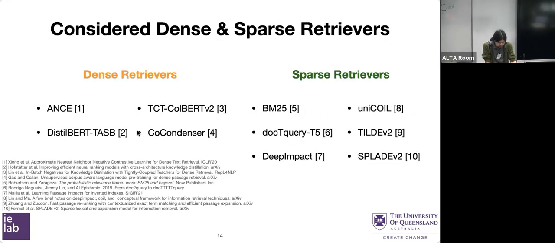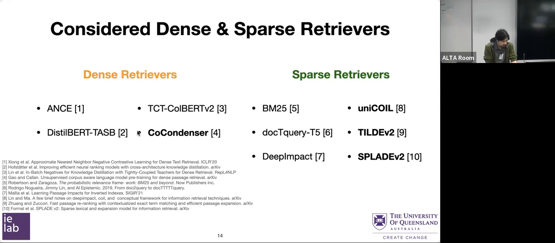So to run the experiment, we consider the following retrievers. For dense retrievers, we use ANCE, DistilBERT TAS-B, TCT-ColBERT v2, and co-condenser, which is the state-of-the-art dense retriever. And for sparse retrievers, we regard the traditional BM25 algorithm as a classic bag-of-words zero-shot sparse retrieval model, plus doc2query-T5, DeepImpact, uniCOIL, TILDEv2, and SPLADEv2, which is the state-of-the-art sparse retriever.